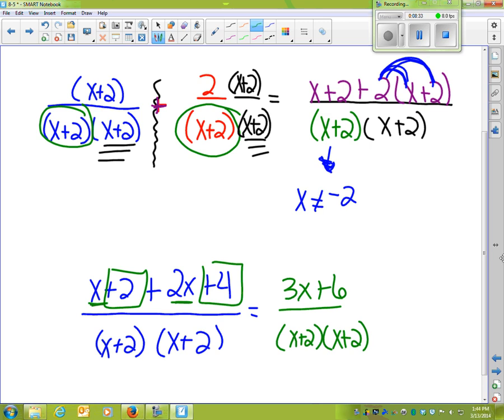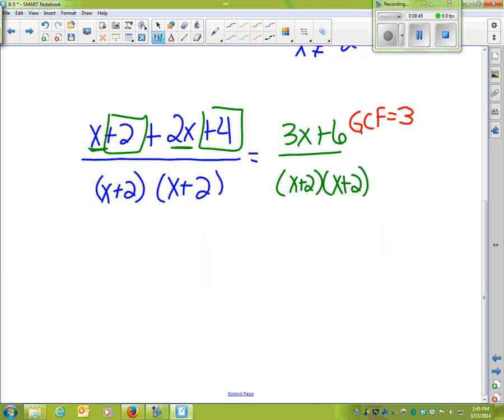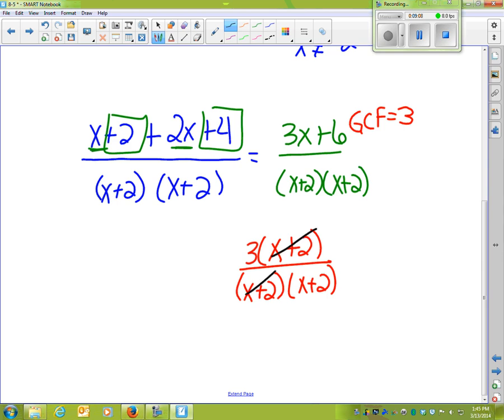Now we get to factor the numerator. 3x plus 6 has a greatest common factor of 3. So let's divide both of those by 3. The 3x gives me just x, and the 6 gives me 2. I have 3 times x plus 2 all over x plus 2 times x plus 2. Finally, we get to simplify, reduce this fraction, and my final answer is 3 over x plus 2, where x cannot equal negative 2.